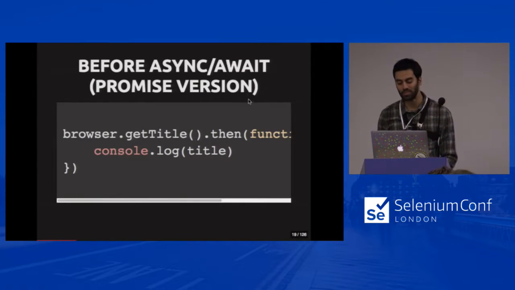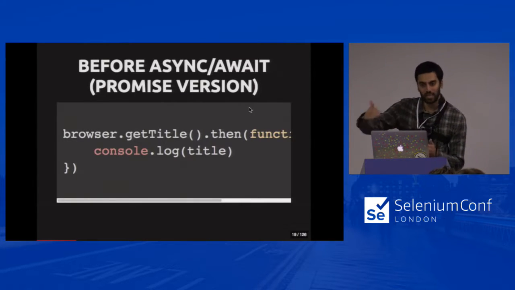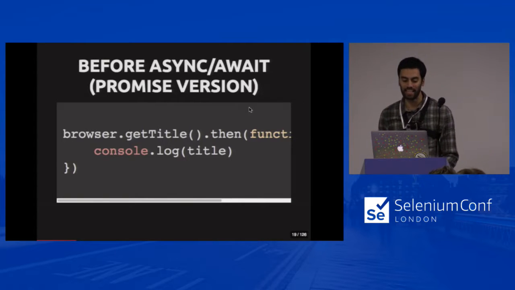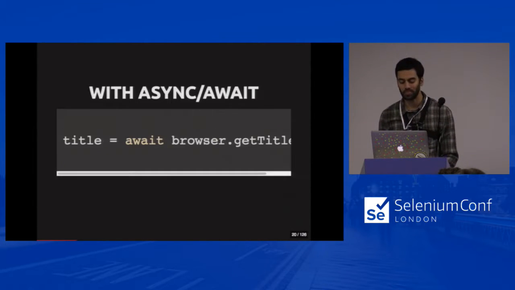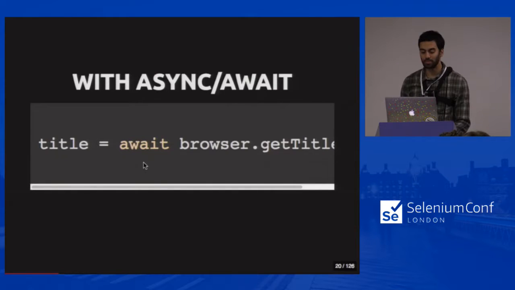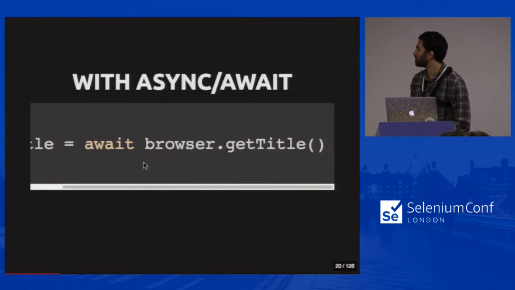They try to fix this with promises, which gets you a step closer to the more elegant syntax. But again, it's still a callback. Async await, however, is pretty sweet. At least I think so. Because it allows you to say, await, asynchronous operation. And then that's it.